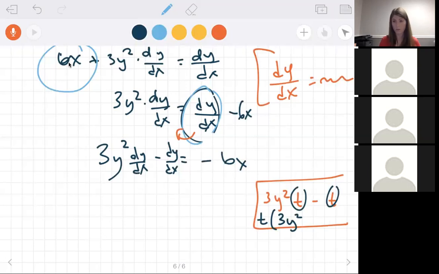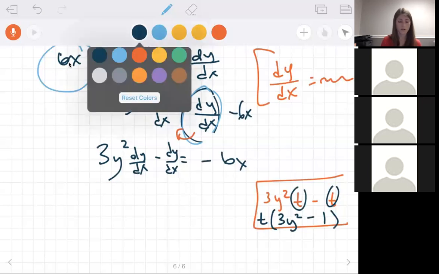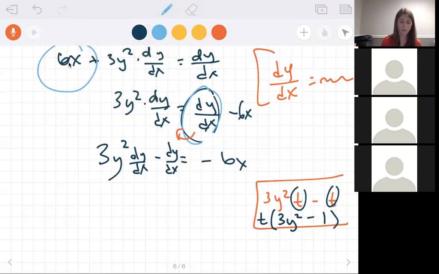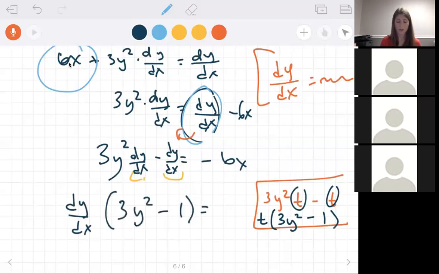And in our first term, we know we're going to have the 3y squared. In our second term, if we factor out a t, we're going to have a 1. So if we understand this factorization, it's the same thing happening here, just looks a little bit trickier with our dy dx. So think about focusing on your dy dx. Factor it out. So I'm left with 3y squared minus 1. And then continue now that trick of bringing the other side down. Don't lose the other side of your equation.